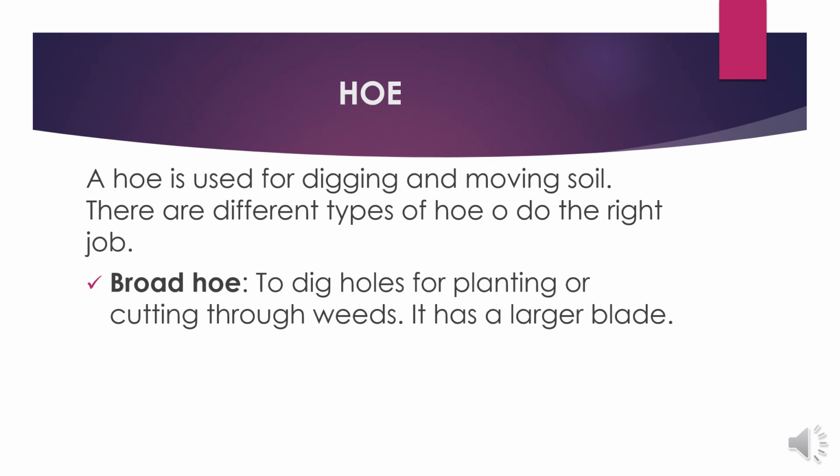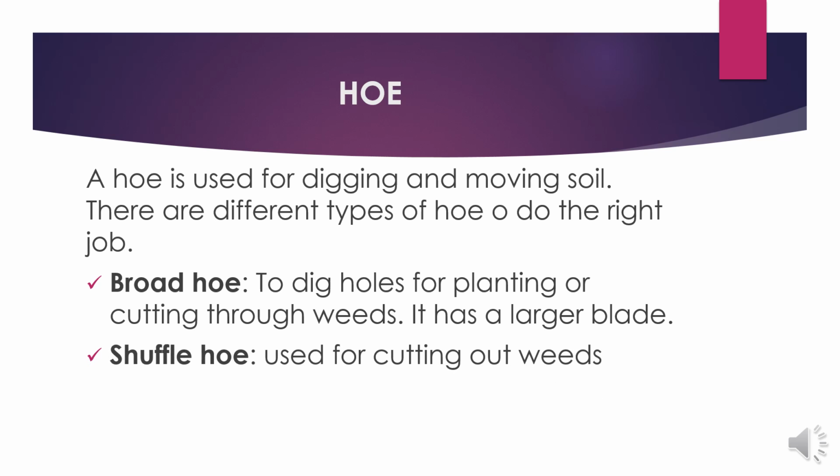You need the right type of hoe to do the right job. You have the broad hoe. Broad hoe is used to dig holes for planting or cutting through weeds. It has a larger blade.